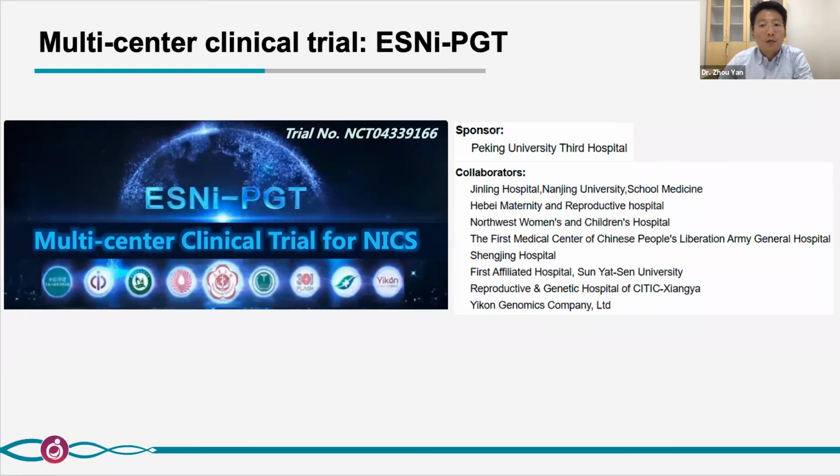Basically, this trial is to explore whether NICSI can be used as an effective indicator for embryos selected either based on morphologies or using NICSI plus morphologies. And we are comparing the differences in live birth rate, pregnancy rate, and miscarriage rate between these two groups of selected embryos. This study will hopefully be completed by next year.